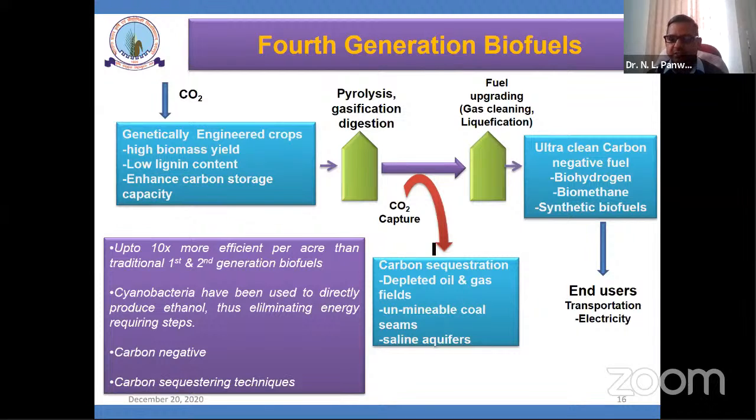After the ultra cleaning process, we make a carbon negative fuel. All first generation, second generation, and third generation fuels are carbon neutral, but here it is carbon negative. That is important. Fourth generation fuel is an ultra clean carbon negative fuel: biohydrogen, biomethane, and synthetic biofuel for the end user. So this is the carbon sequestration process, meaning whatever CO2 is being released.